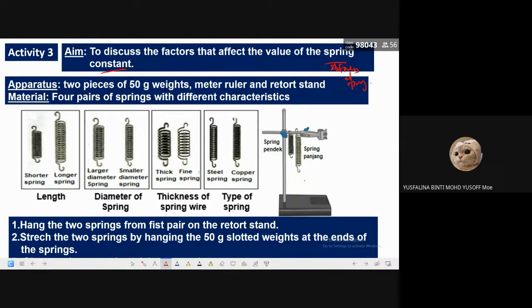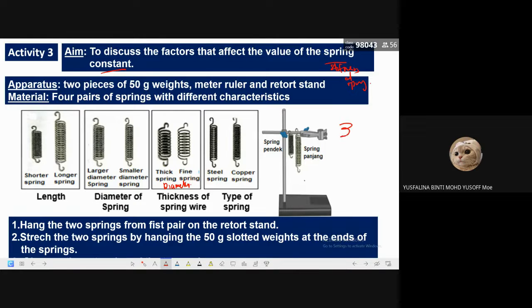Okay, so there are four factors. The first one is the length, the shorter and the longer. The diameter of the spring. And the thickness of the spring wire. Sometimes they use diameter of spring wire, which is different from the diameter of the spring.